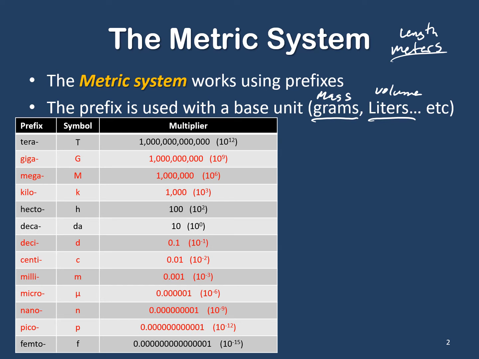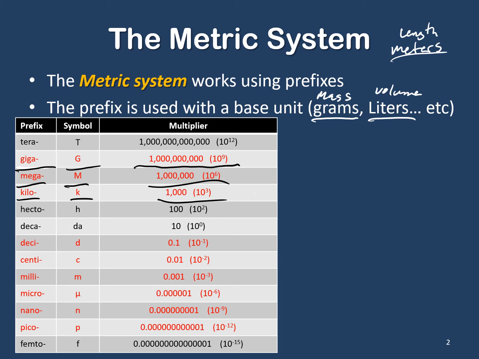Okay, so here is a table of different prefixes that are used in the metric system. The ones highlighted in red here are the ones I need you to know. What I mean by that is you need to memorize these metric prefixes. Giga: its symbol is a capital G, and its multiplier is 10 to the 9. Mega is capital M, multiplier 10 to the 6. Kilo, lowercase k, multiplier 10 to the 3.